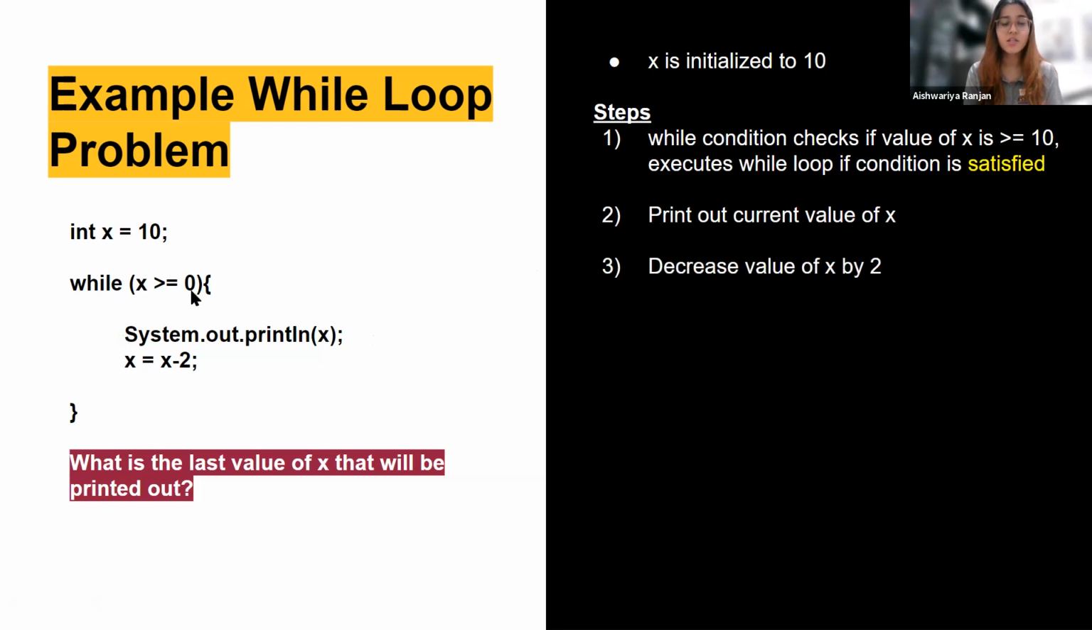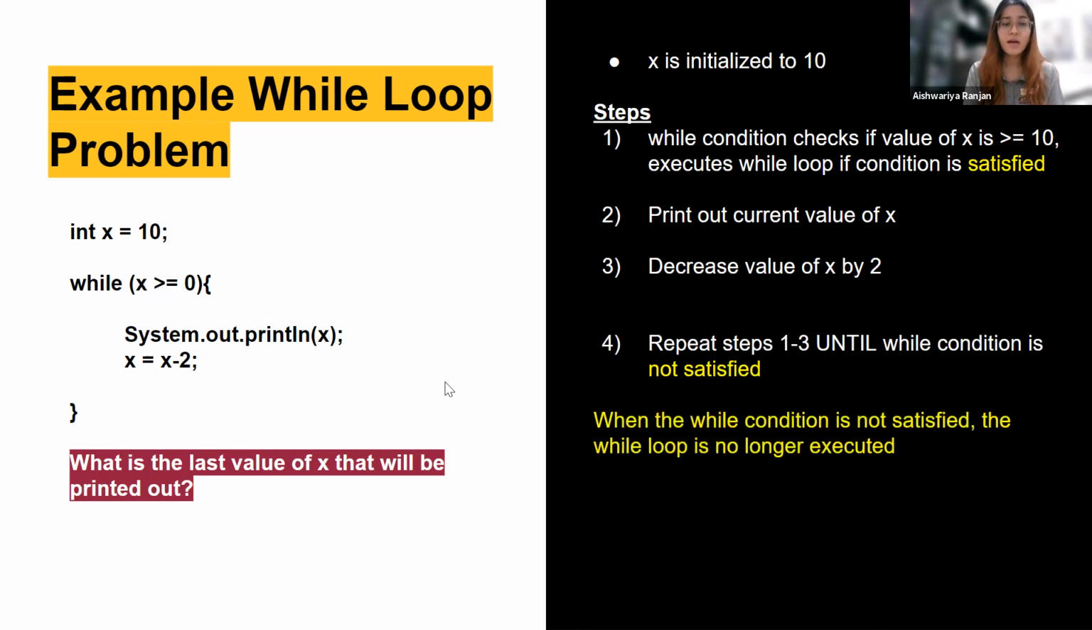We check the condition. The value of x is 8 now. 8 is still greater than 0. So you would go into the loop again and you would repeat until it's 0 itself. So you would basically be printing out a set of even numbers from 10 up till 0. So the last value to be printed would be 0.